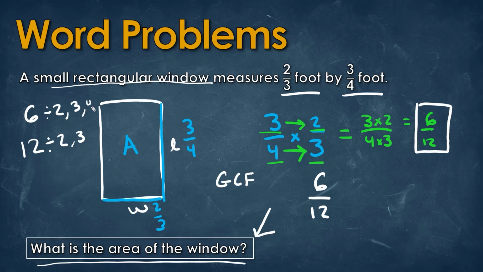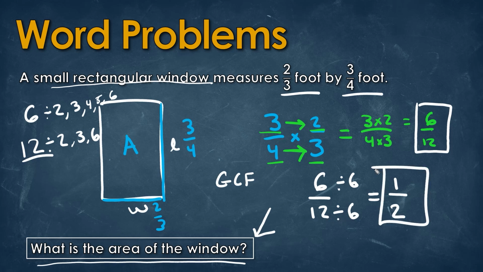Could we do 4? No, we can't do 4 to that. Can we do 5 to that? No. But we could also do 6, right? 6 divided by 6. Can we do 6 with this one as well? And we can. So we can divide top and bottom numbers by the same thing to factor out and simplify this fraction. So we know that 6 divided by 6 would give us 1. 12 divided by 6 would give us 2. And this would be our final answer.